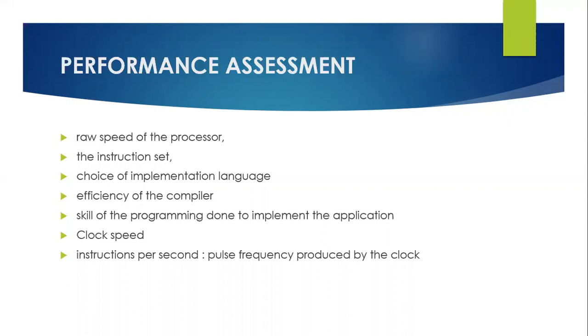The number of instructions that can be executed in that period, the number of instructions executed per second, will be considered as the speed of your computer. If this number is greater, then we can say the performance of your computer is the best.